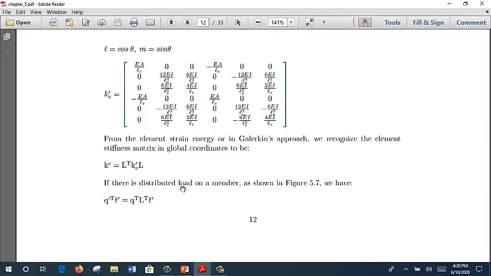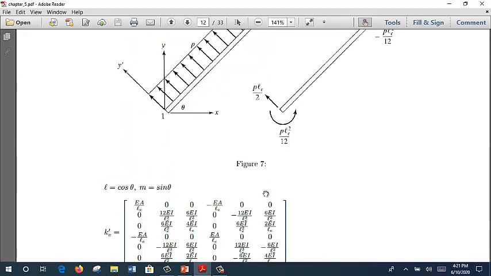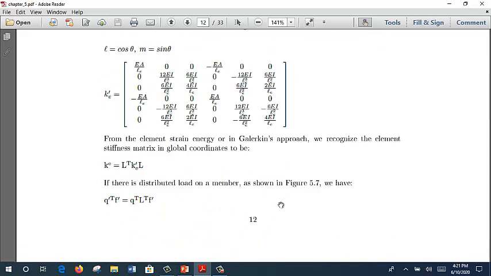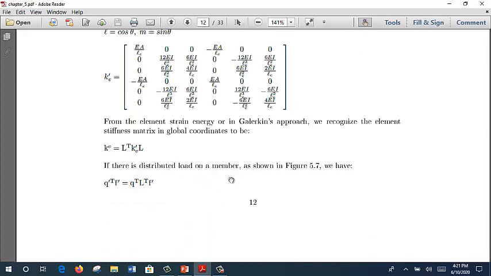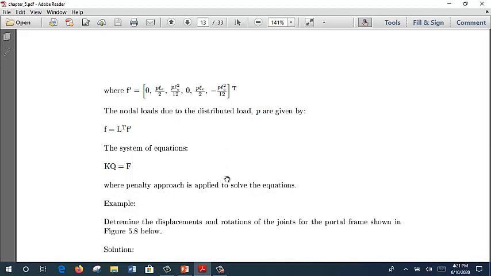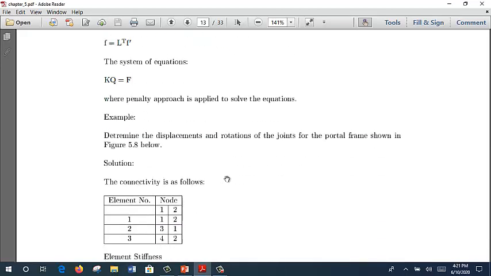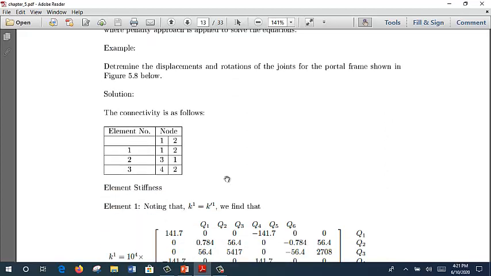Okay, if there is a distributed load on a member as shown in figure 5.7, this is 5.7. So we have this kind of calculation, this kind of formula. Alright, so this is what I was talking about before, a similar one. So now I think that's all for the beam. We go to the last example in order to get more understanding of that.